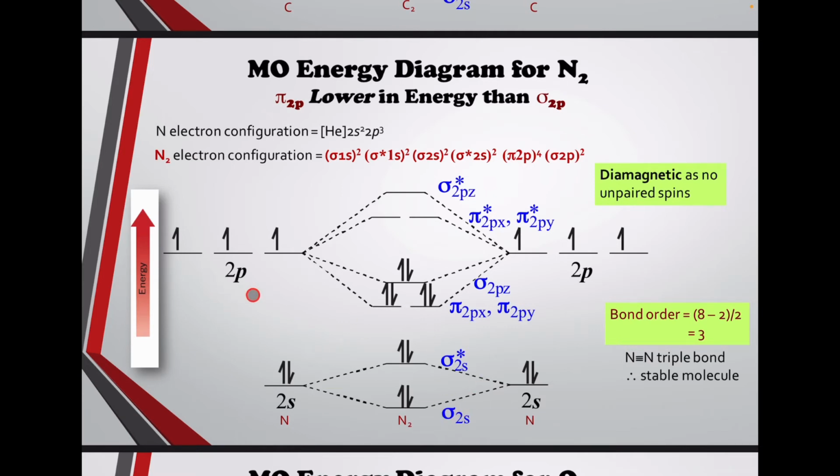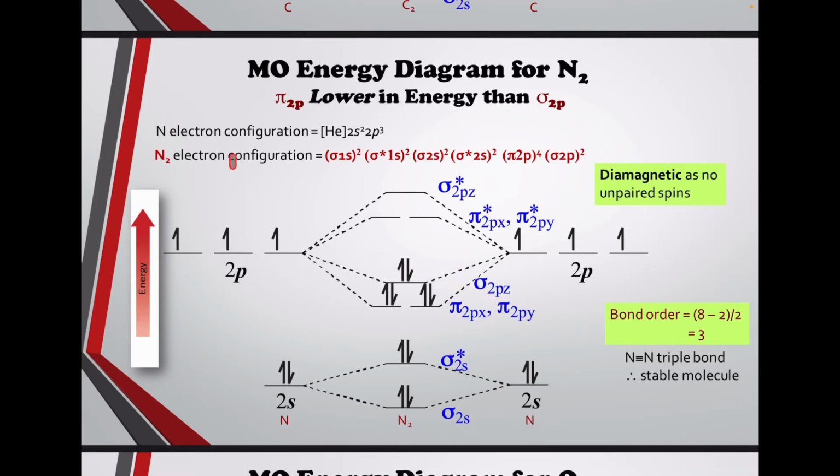And for the 2p3 of the nitrogen and another nitrogen 2p3, 3 plus 3 equals 6. And the 6 electrons fill in at the pi 2p and also the sigma 2p. So 4 electrons at pi 2p, 2 electrons at sigma 2p.